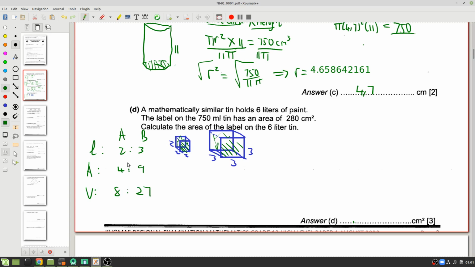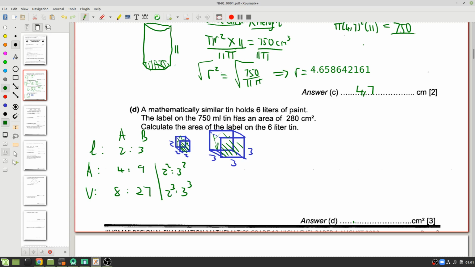So what we've noticed is for area we just square, and for volume we cube the ratios of the lengths. So the area is 2 squared to 3 squared, and for the volume we've got 2 cubed to 3 cubed. That's the important thing to take into account here. So length to area to volume, we just add an exponent each time: 2 to the power 1, 2 squared, 2 cubed; 3 to the power 1, 3 squared, 3 cubed. And we want to make use of this in this question.